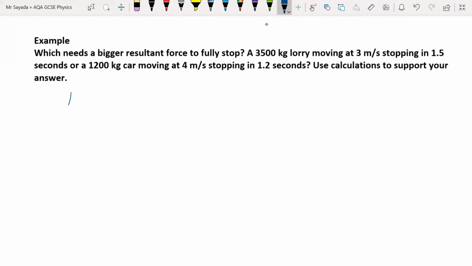So we're going to use the equation. So let's do it first for the lorry. Force is mass times change in velocity over time. For the lorry, its mass is 3,500. Its change in velocity is 3 because it's going to be fully stopping. And the time that it does that in is 1.5 seconds. So using a calculator, 3,000 times 3 divided by 1.5 is 7,000 newtons, or 7 kilonewtons.